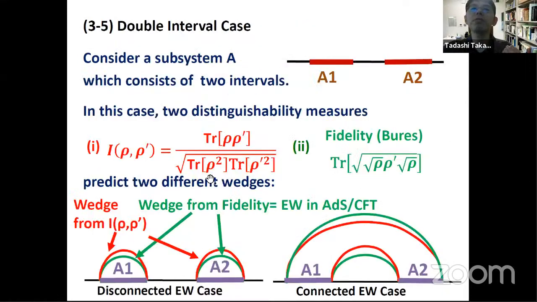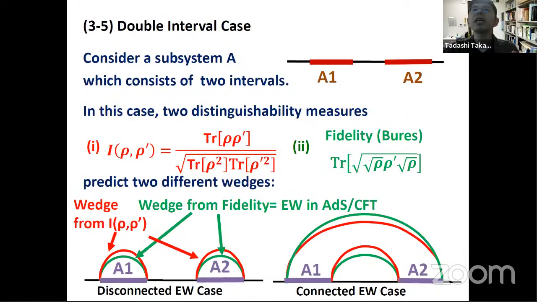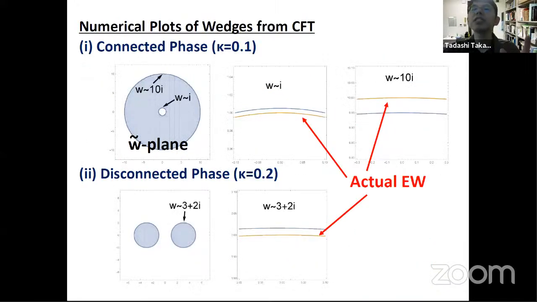So here is a numerical plot for this red guy. This yellow curve is the actual entanglement wedge, and it also agrees with the fidelity calculation. But this blue guy is very small. You cannot see it in the first picture, but if we magnify here, we see some small difference. It's just a 1% or 2% difference. The blue guy is this I rho prime, which is a kind of Renyi version of the distinguishability measure. So it's not such a good measure, and it's a little bit deviated. Okay, so these are the stories in the case of standard AdS/CFT and its entanglement wedge.